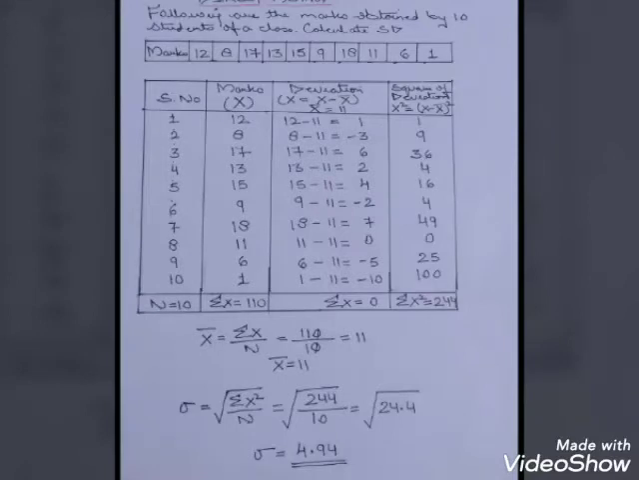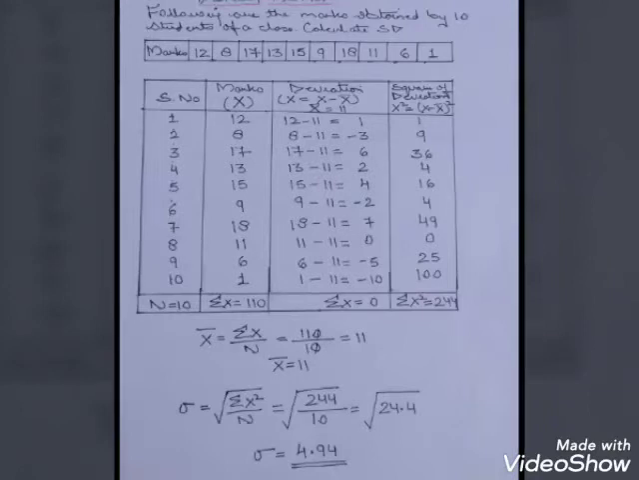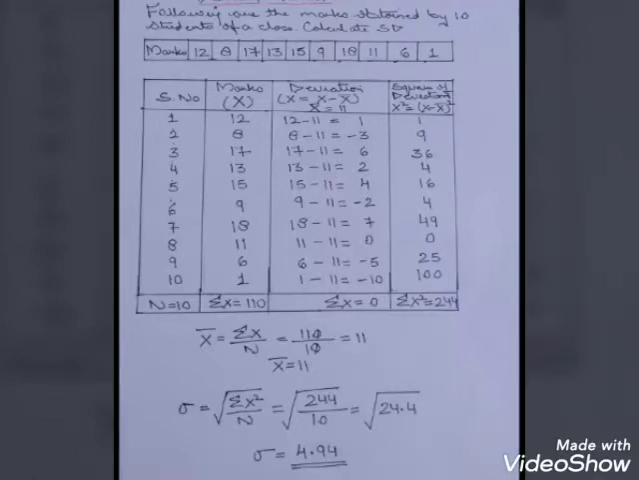So I have made a table which has 4 columns. In the first column we have taken serial number, second is X, third column we have taken deviation, and in the fourth column we have square of deviation. In the first column, serial number, as the marks of 10 students, we have noted down serial number 1 to 10. So our n equals 10. Now our x is marks. I have noted down as it has been given 12, 8, 17, 13, 15, 9, 18, 11, 6 and 1, and I have totaled it. So our sigma x, total of x, is 110.